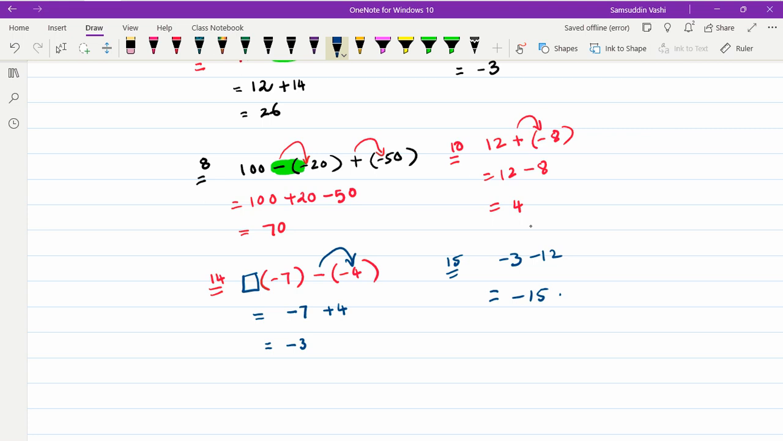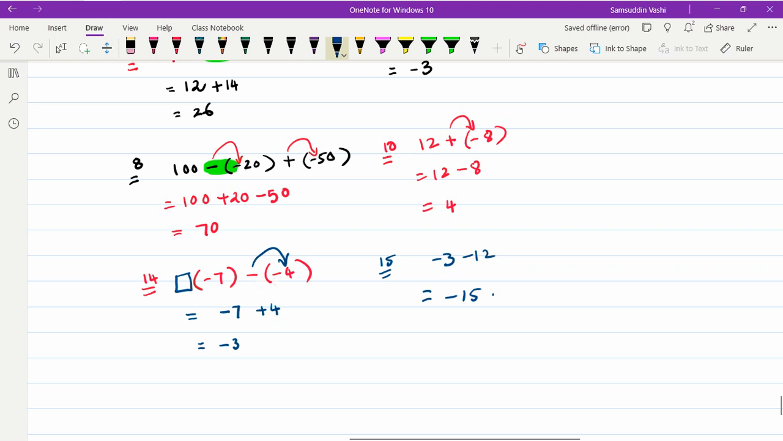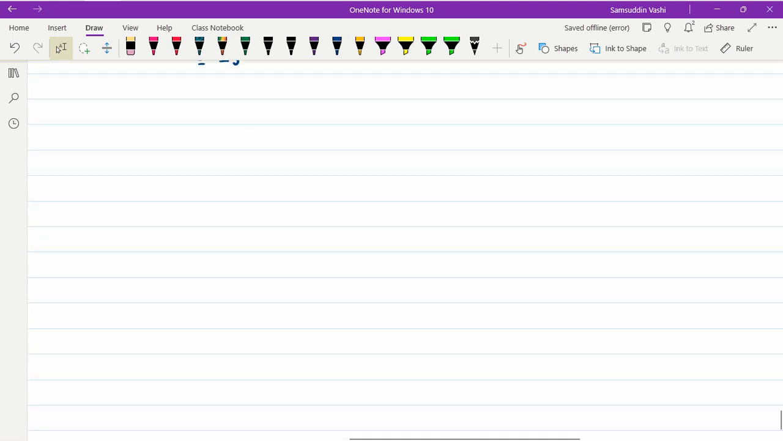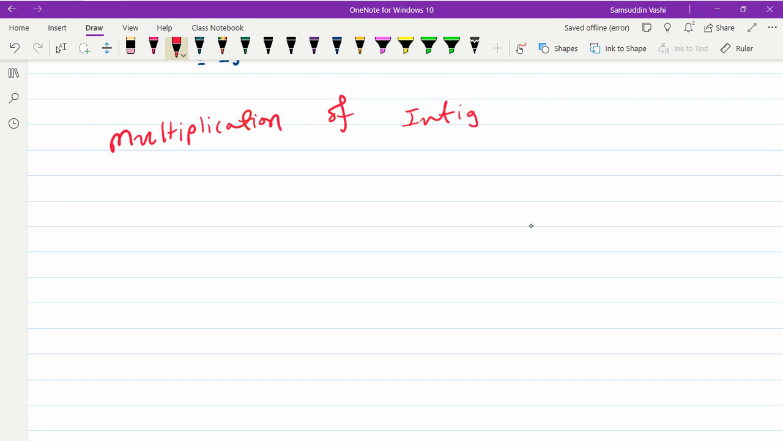So now we are going for multiplication now. Okay. We are going for multiplication of integers. So the new topic there, multiplication of integers. Okay, close your books.